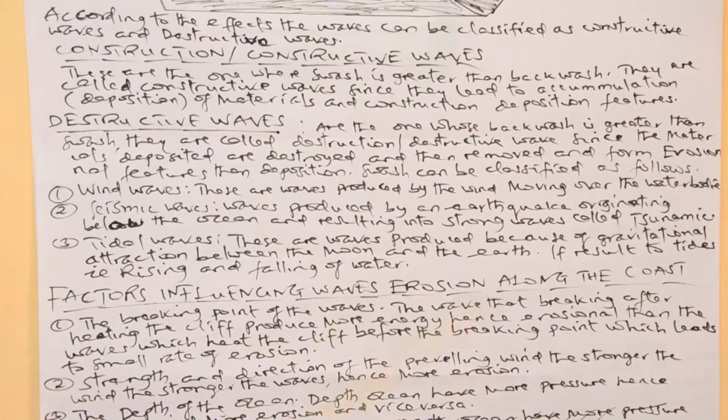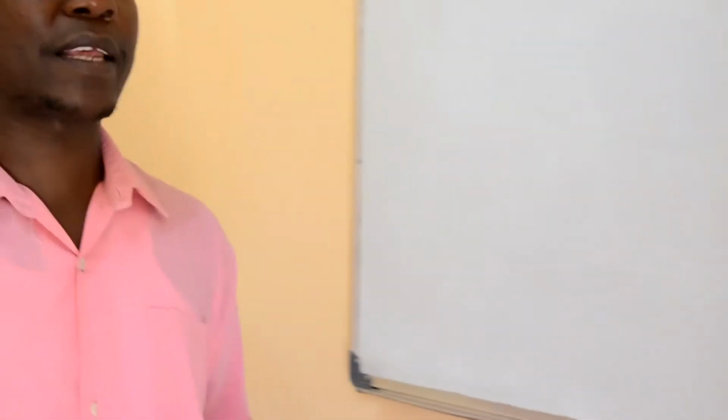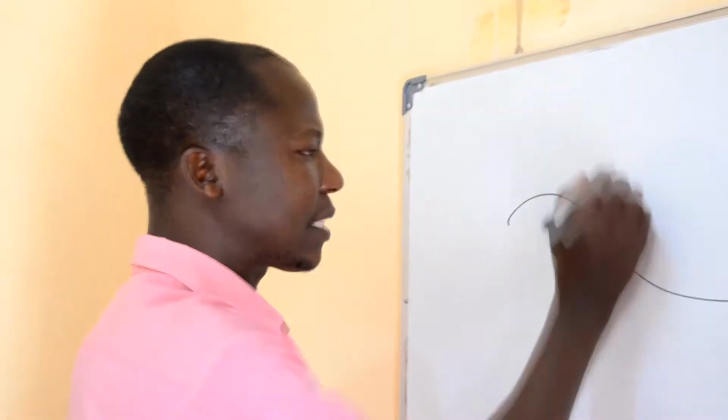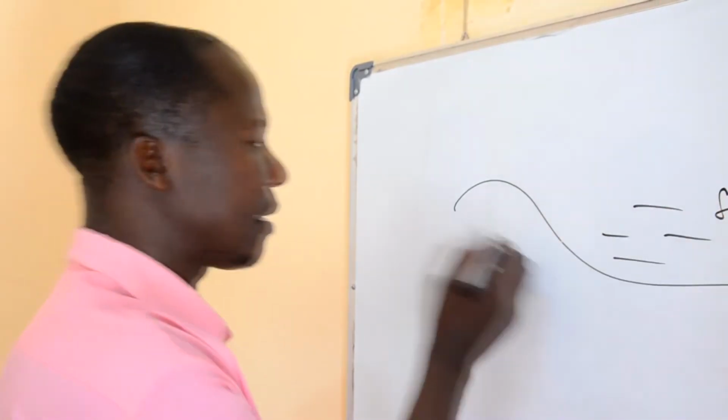Factors influencing wave erosion along the coast. What are the factors that can cause more erosive processes to take place along the coast? But you have to remind yourself of the meaning of coast. Coast, this is the land mass after the ocean or after the sea.